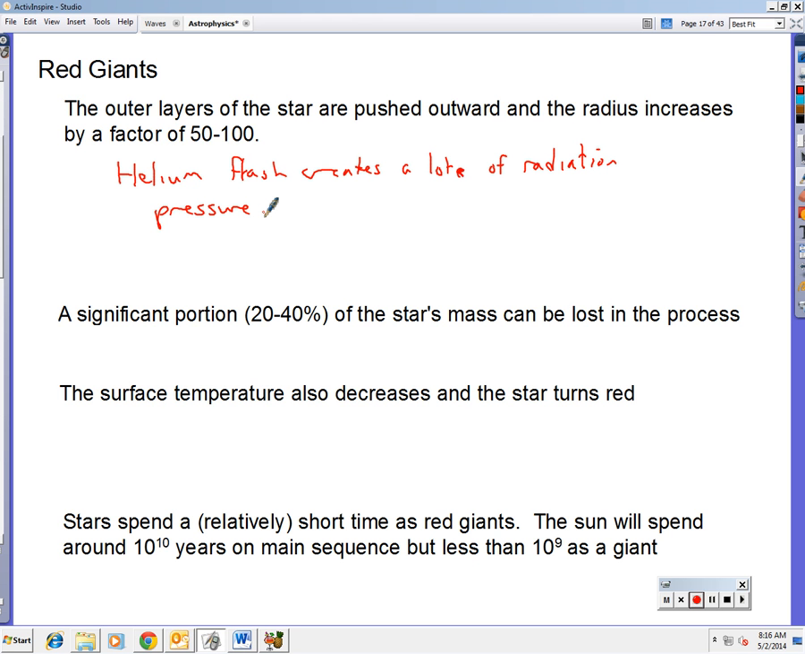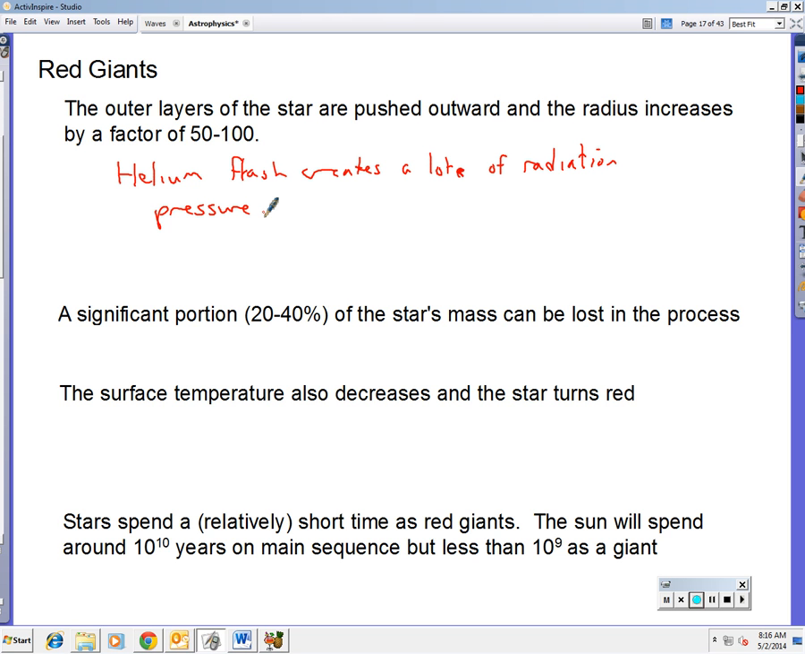by a factor of 50 to 100. So the sun will eventually, in probably another 10 billion years or so, turn into a red giant, and it will swallow up Mercury and Venus, and probably Earth as well. Even though, this is interesting, the mass of the star actually decreases because a lot of the surface layers just get sloughed off and pushed out far away from the star. Sometimes as much as 40% of the star's mass gets lost that way.